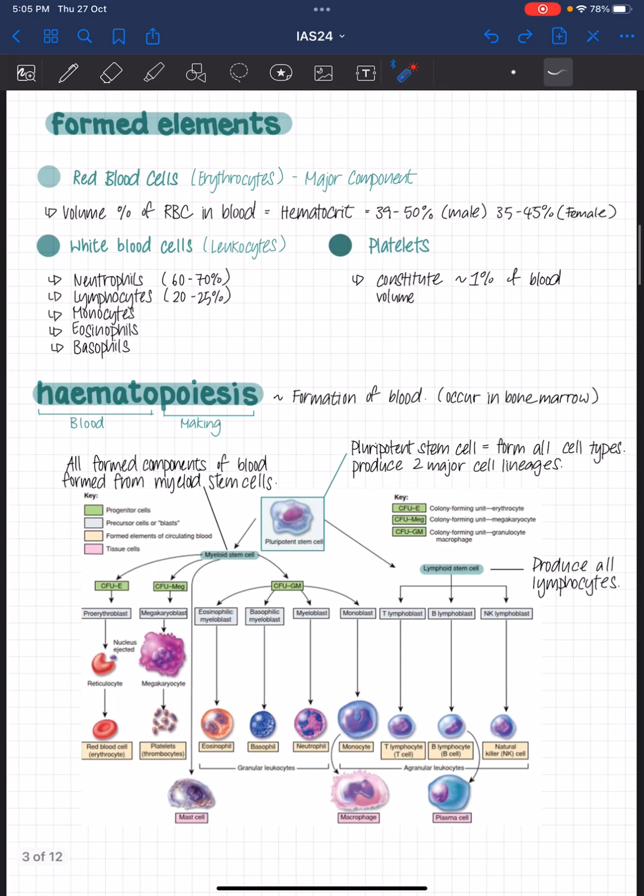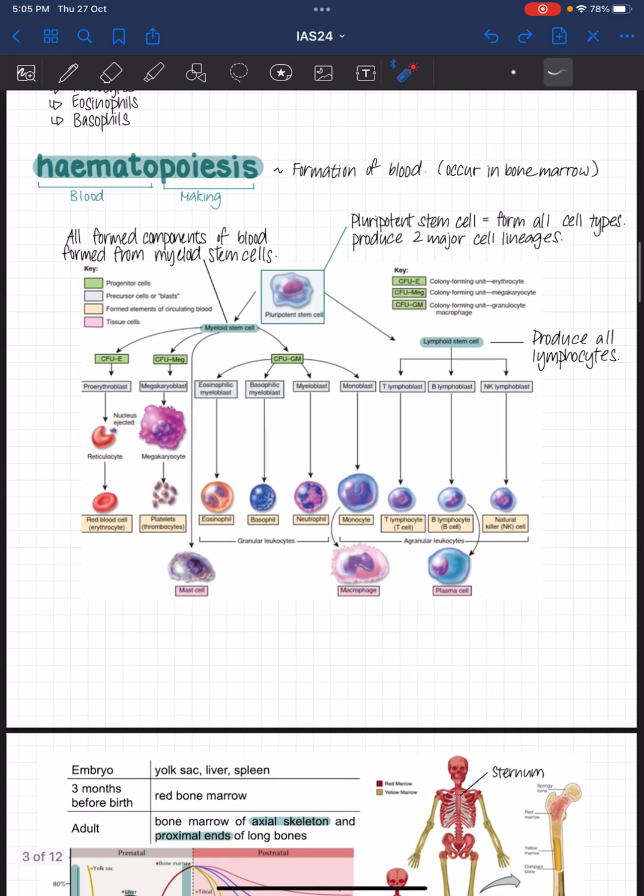So the three formed elements, as we mentioned: we have red blood cells, also known as erythrocytes. They're the main components within blood. Then we have white blood cells, and we can talk about these leukocytes in more detail later. Then we have platelets. So the first thing we need to understand is that the process of forming blood is known as haematopoiesis. Hemato is blood, poiesis is forming or making.